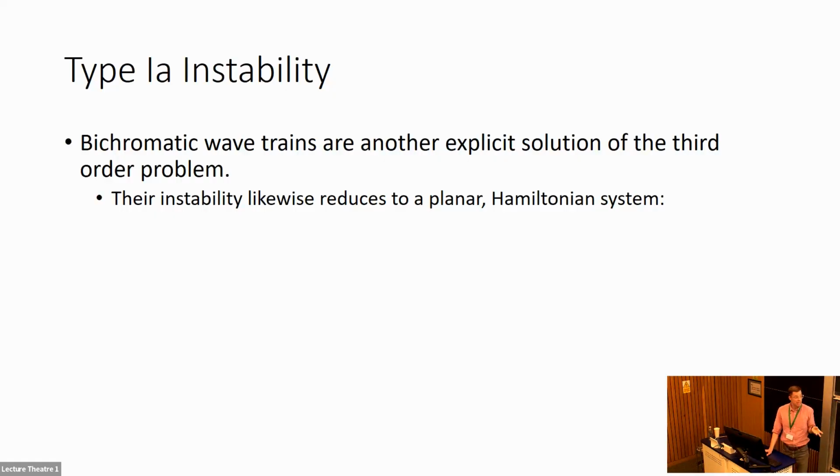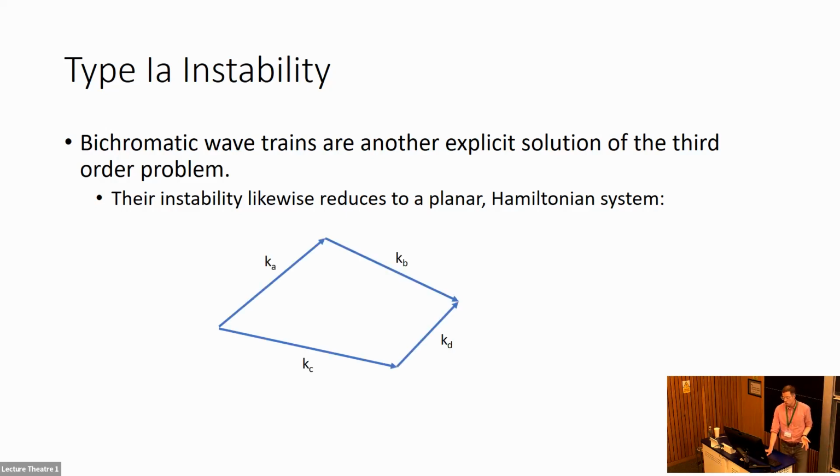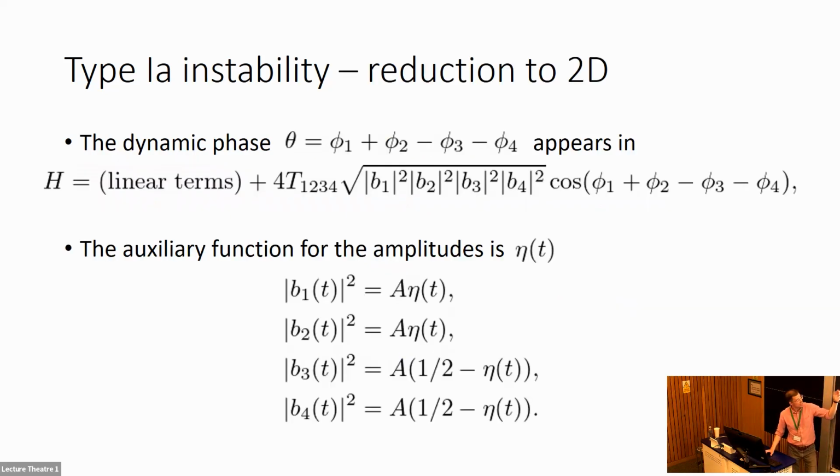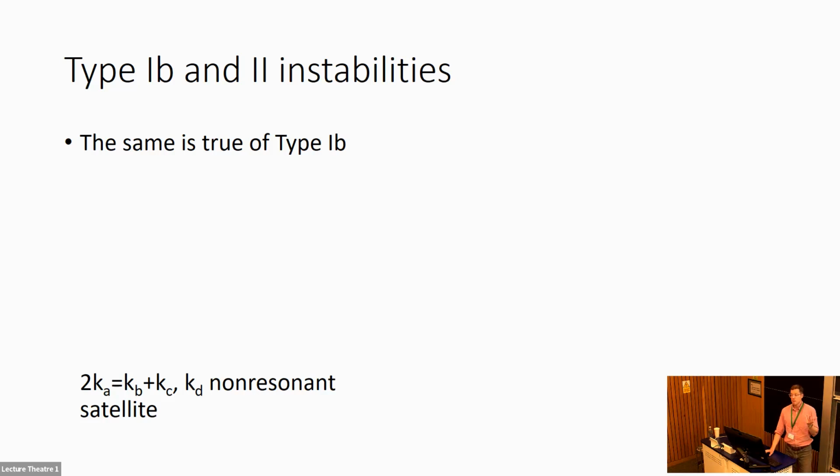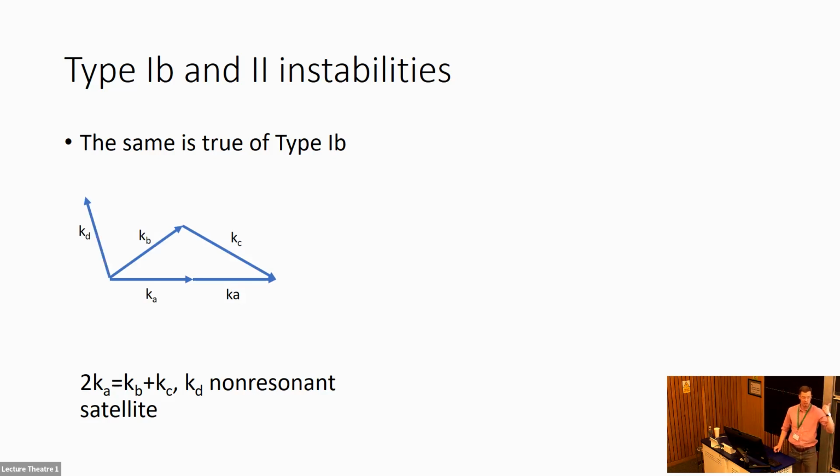And analogous results can be obtained for type 1a instabilities, which are instabilities of bichromatic wave trains to bichromatic disturbances, where you're looking at a dynamic phase that has 4 phases in it, and these auxiliary amplitudes. You can do the same for type 1b, which is like Benjamin Fair plus an extra satellite. So here's a Benjamin Fair, and then you add a non-resonant wave. As long as you don't add extra resonances, everything is still planar, right? It's really simple.